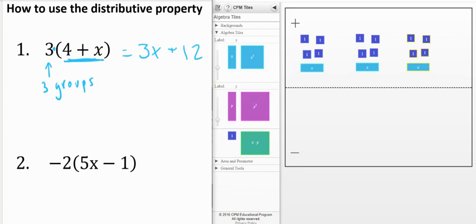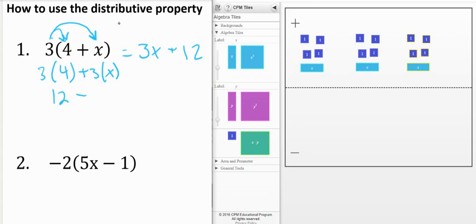So another way to do it is that I can just do the work on my paper. Sorry, let me erase this. Okay, so another way is to use my arrows. So I'm doing 3 times 4, and then 3 times x, because I need to take that number in front and multiply it by everything in the parentheses. So I have 3 times 4 plus 3 times x. Okay, so 3 times 4 is 12, and 3 times x is just 3x.